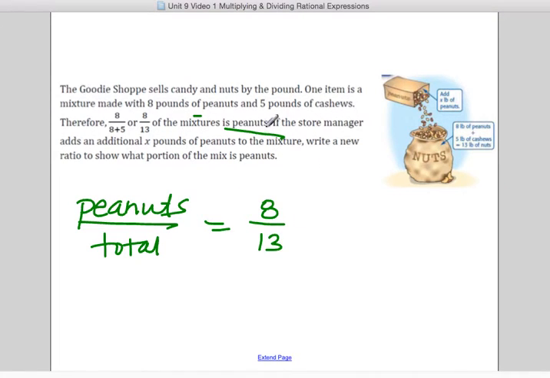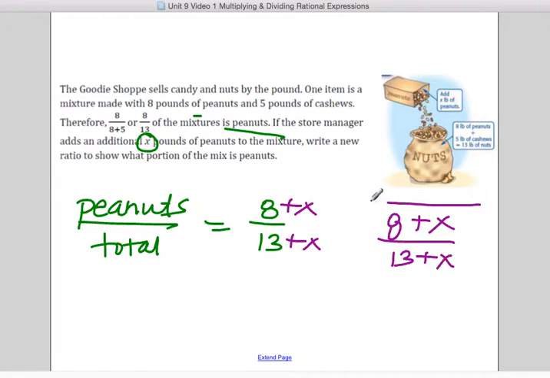So what they're saying now is if the store manager adds an additional X pounds of peanuts to the mixture, write a new ratio to show what portion of the mix is peanuts. Well, if I'm adding X pounds of peanuts, my peanuts are on the top, so I'm going to add it to the top, but I'm also adding it to the total. So this is going to be my new ratio, 8 plus X over 13 plus X. This is my rational expression, and we're going to be simplifying rational expressions today.